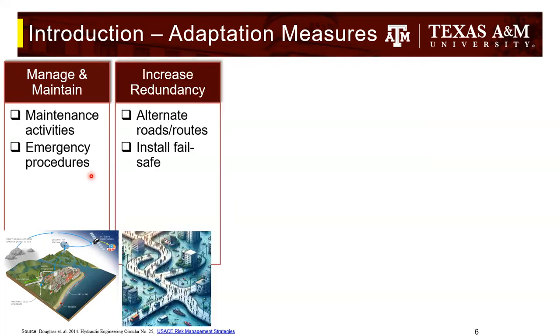The next one is really important. Whatever infrastructure we are trying to build right now, we have to make it more redundant, or increase the redundancy. So for that, we always find alternate routes or routes for quick mobilization, and then install certain fail-safe infrastructures which will be resilient to the changing climatic or coastal hazards.